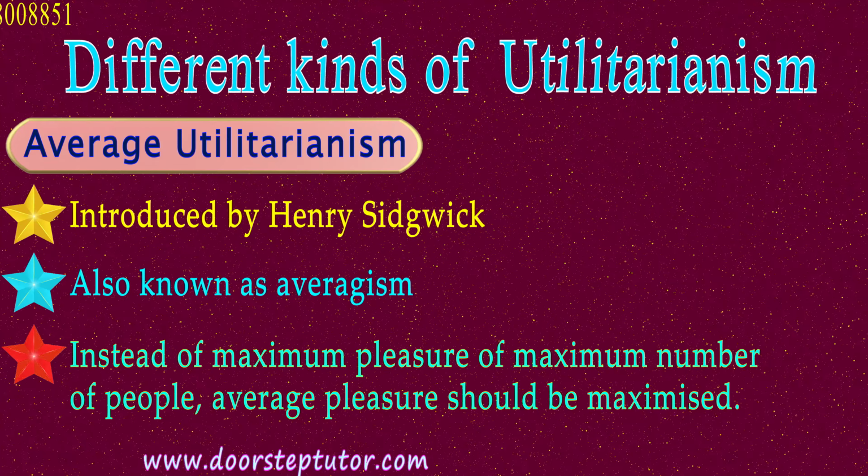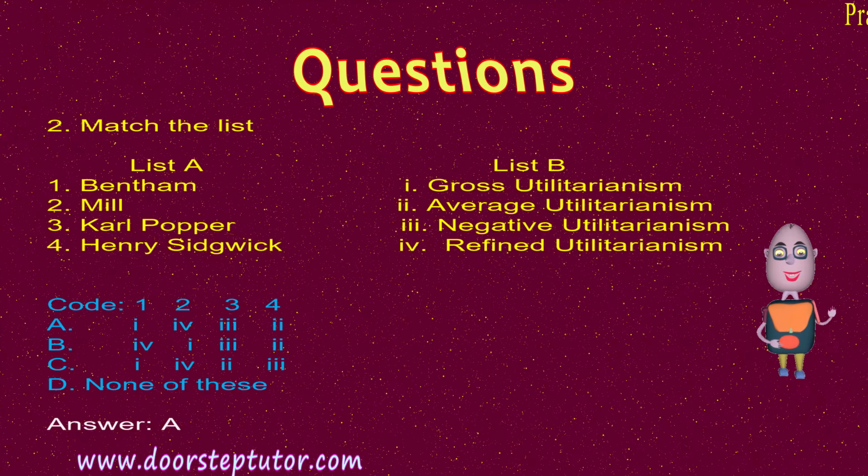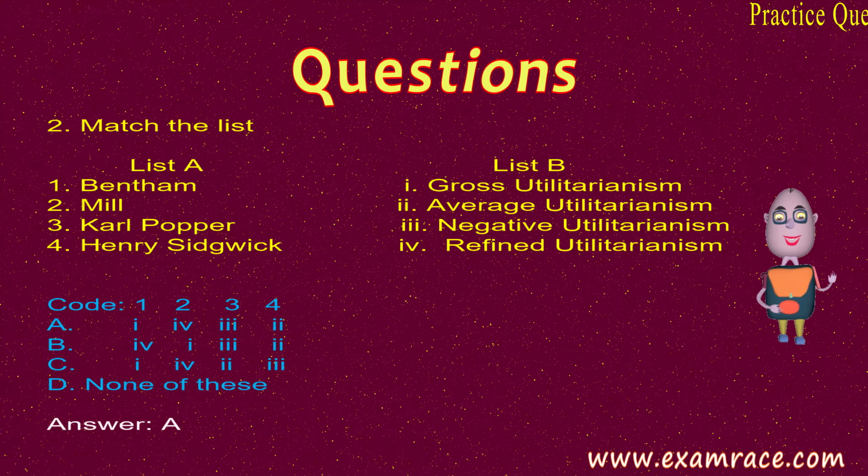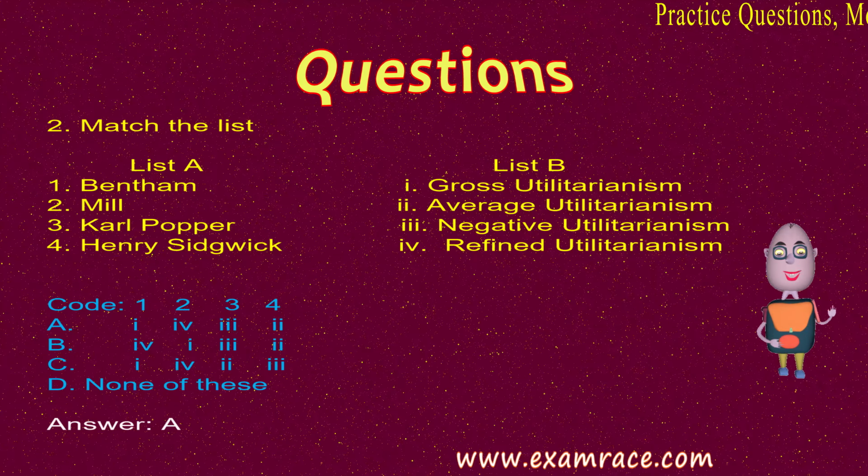Questions? Question 1. Who formed the theory of principle of measure? The correct answer is Jeremy Bentham. Jeremy Bentham founded the theory of principle of utility, which is also called the principle of measure. The correct answer of question number 2 is Bentham introduced gross utilitarianism, Mill introduced refined, Karl Popper introduced negative, and Henry introduced average utilitarianism.